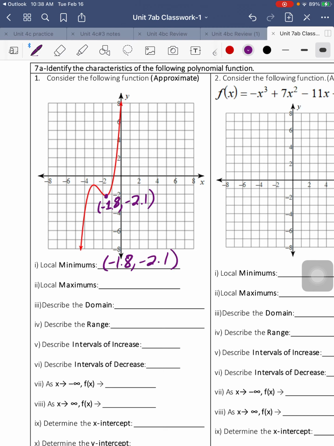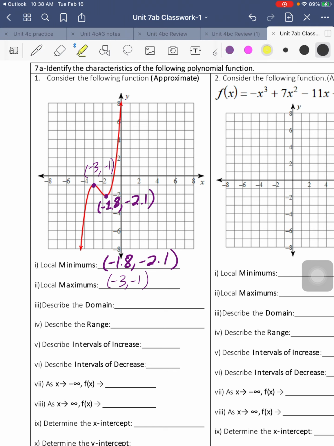All right, and then local maximum, then again, it's a little high point within the graph, not the actual high point of the graph, the high coordinate. It's a high point within the graph. This one we don't have to estimate. It looks like it's right on the interval negative 3, negative 1.